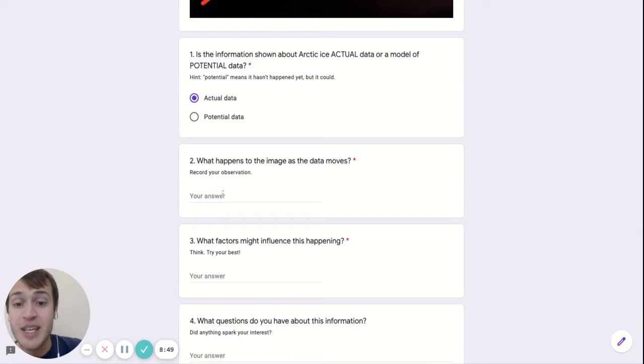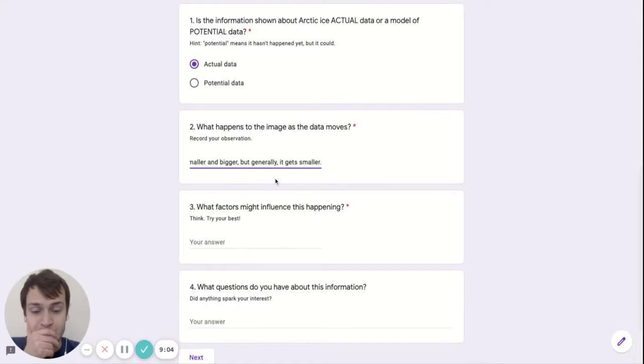Question 2, what happens to the image as the data moves? Like I said, the ice gets smaller and bigger, but generally speaking, it gets smaller.